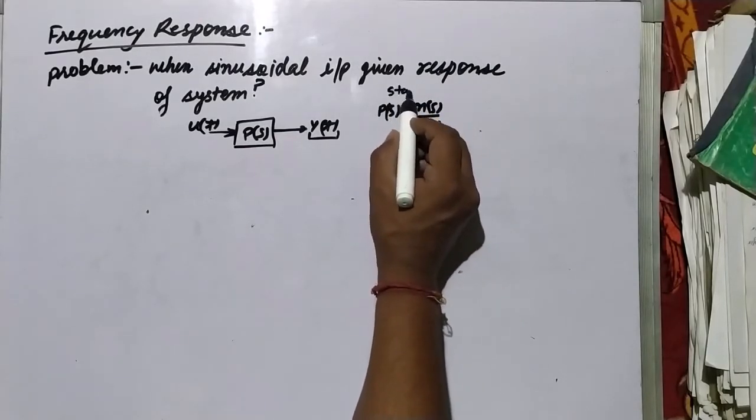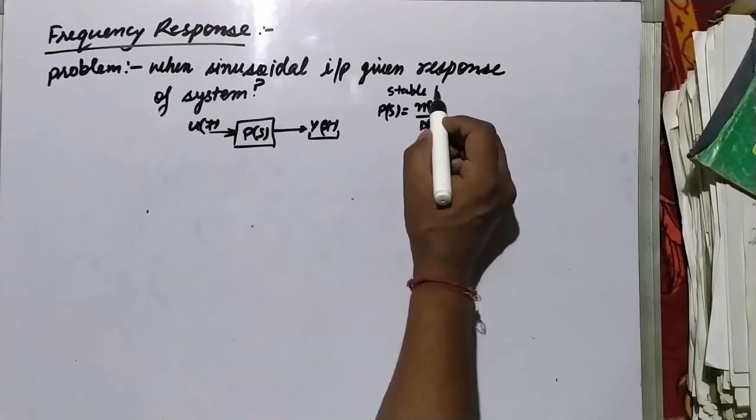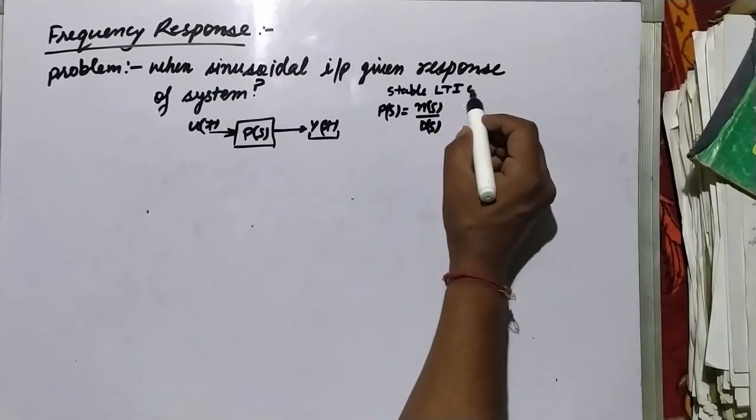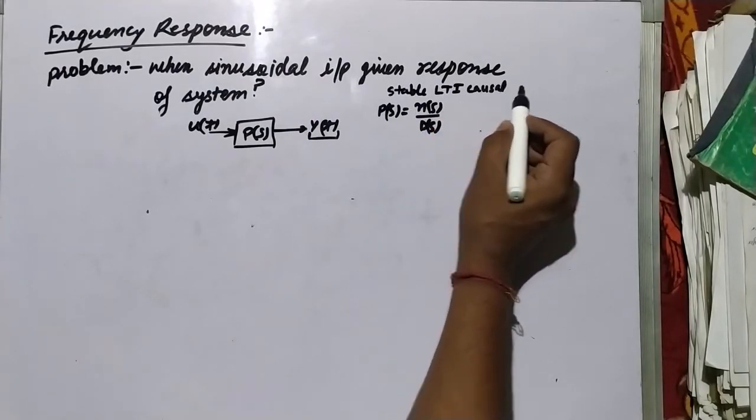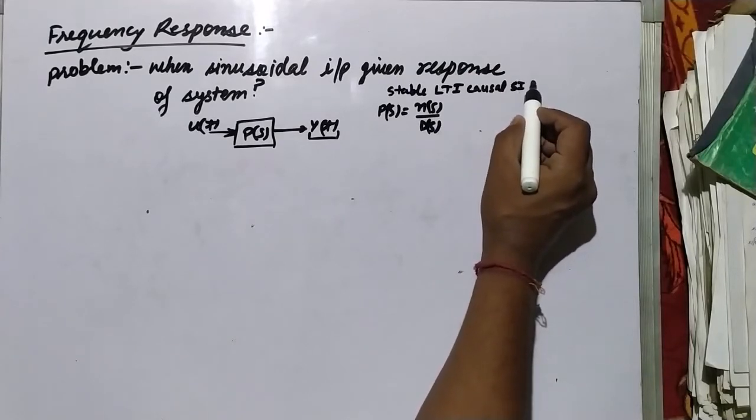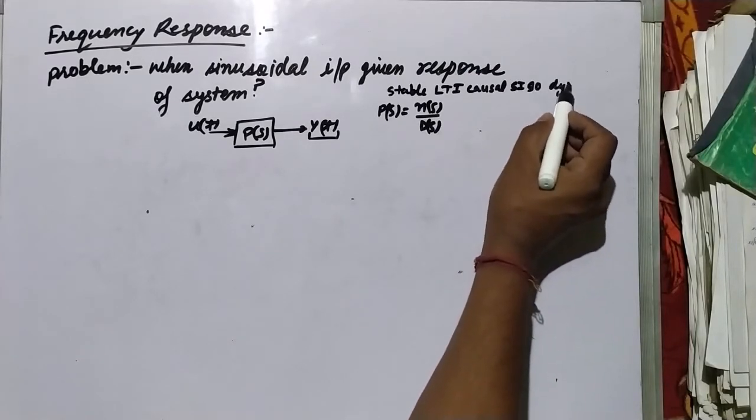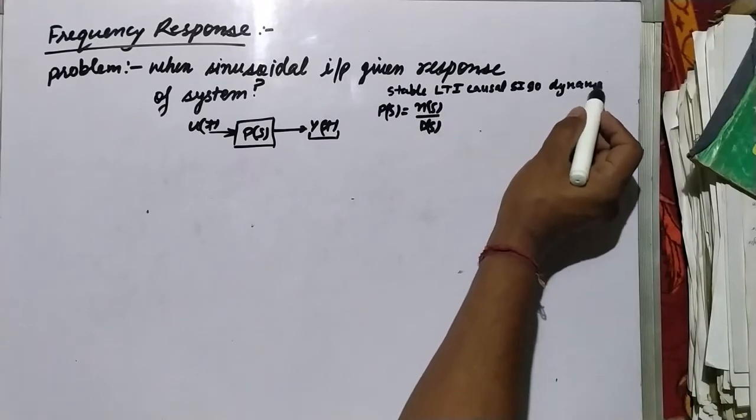I am considering that this system is a stable, LTI, causal, dynamic system. That is what I am considering.